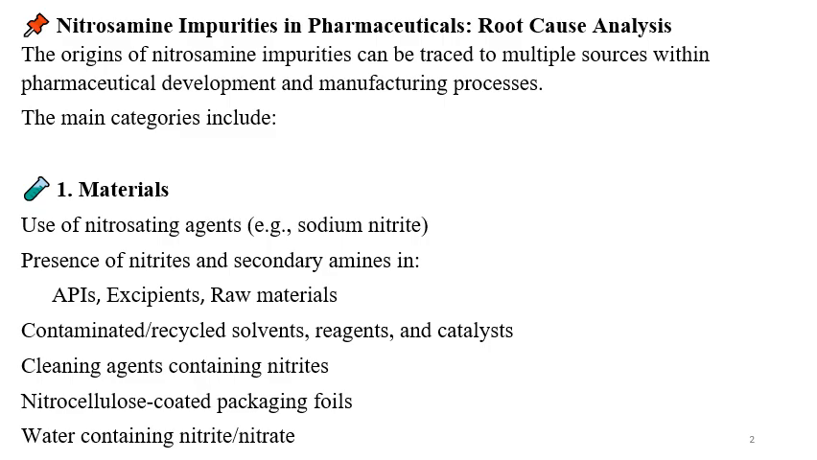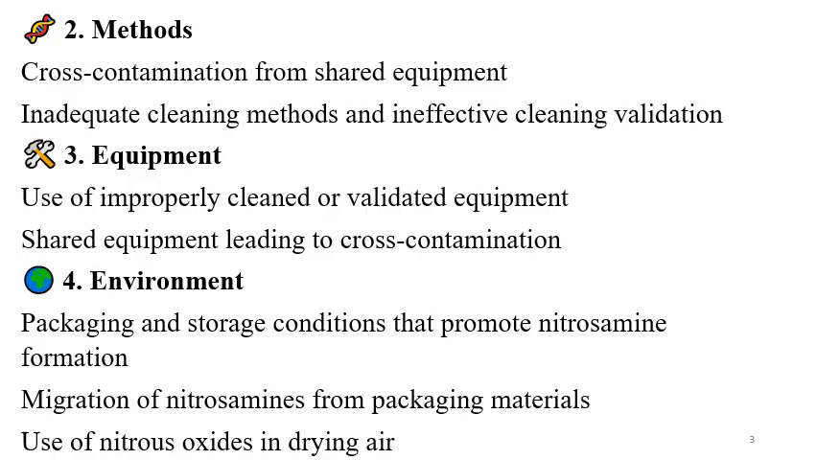Contaminated or recycled solvents, reagents, catalysts, cleaning agents, which may contain the nitrites, can lead to nitrosamine formation. Nitrocellulose in the packaging materials, and the water containing the nitrite and nitrate impurities. These are the sources. Cross contamination from the shared equipments comes under the category of methods. Inadequate cleaning methods and ineffective cleaning validation can lead to the nitrosamine presence. Equipments can be the source. Use of improperly cleaned or validated equipment, shared equipment leading to cross contamination.